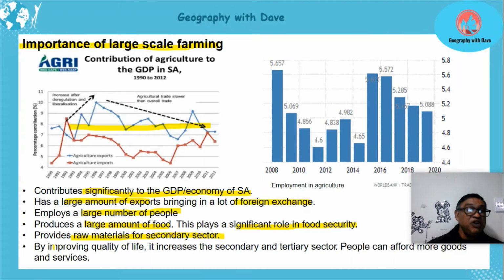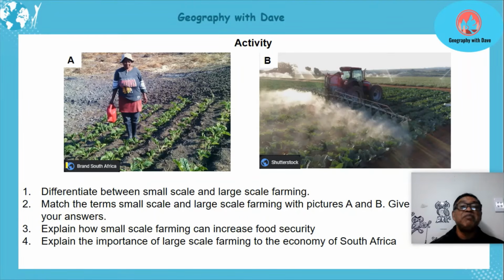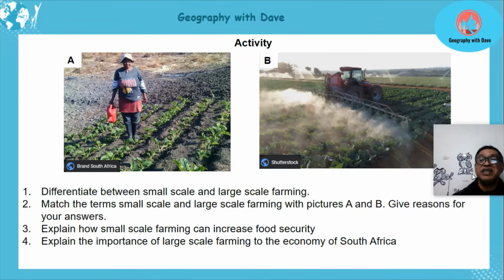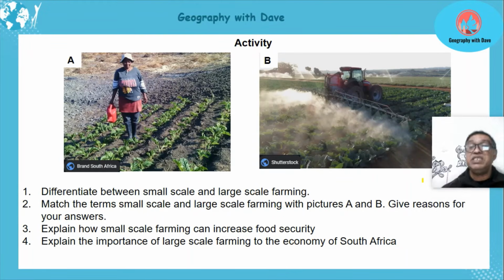By improving quality of life in terms of creating employment, etc., it increases the secondary and tertiary sector. People can afford more goods and services. So it plays a big part in increasing that, by creating things and employing more people, linked to it directly. Therefore, you can get more people buying and more goods being produced to meet that demand. So the agricultural sector plays a huge part, learners, in terms of our contribution to the GDP, etc.